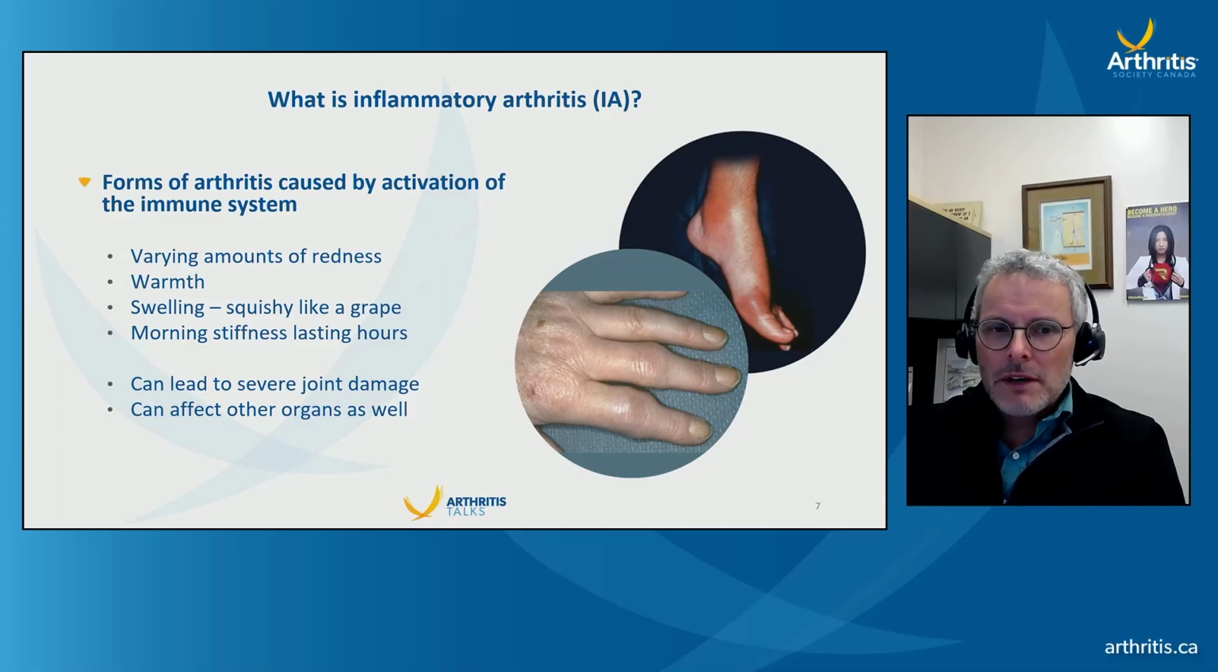And inflammatory arthritis, like other forms, can lead to severe joint damage, but it can often do it very rapidly, within just a couple of years. And because it's your whole immune system that's affected, it can affect other organs in your body as well.